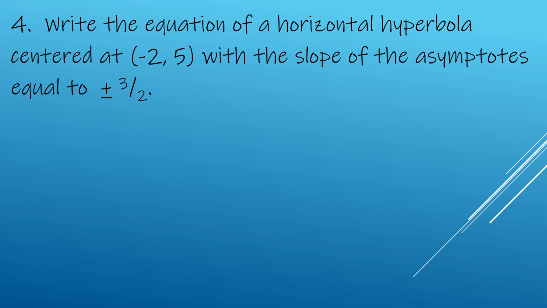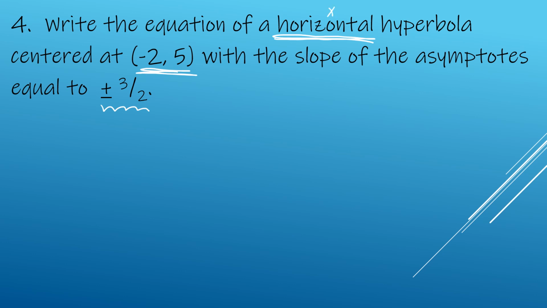Okay, our next example: write the equation of a horizontal hyperbola. That's nice, they told me the direction right from the get-go. Centered at negative 2, 5, that's even better. And then they told me the slope of the asymptotes, positive and negative 3 halves. You can do a rough sketch if you want to. It might help you. I'm going to go ahead and fill in the information I know.